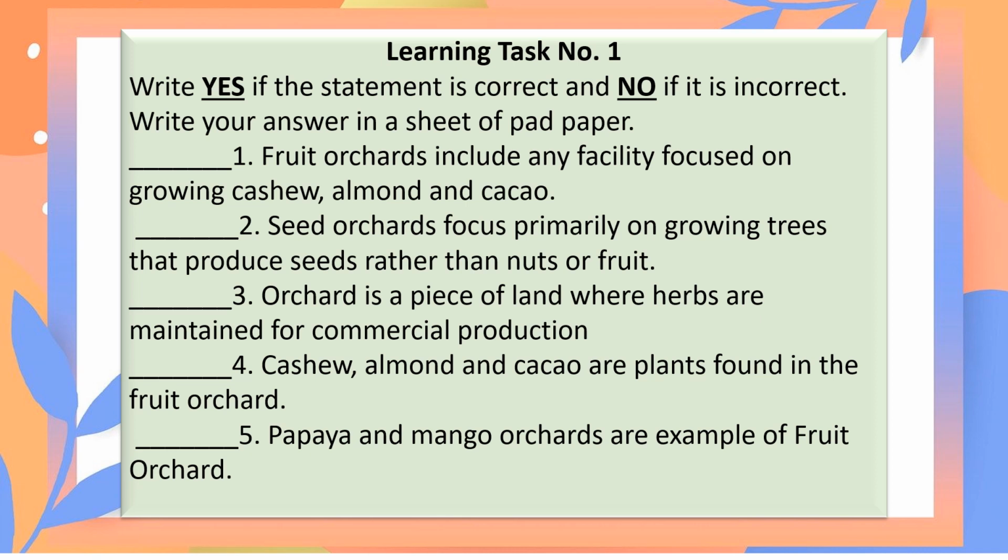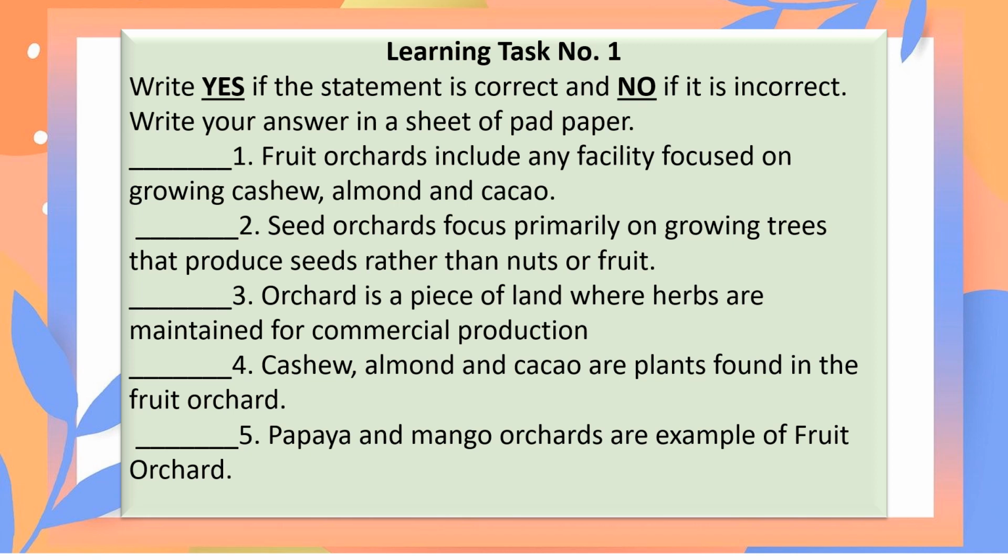Okay, so let me see if you listened attentively. So this time, let's do learning task number 1. You will write yes if the statement is correct and no if it is incorrect. So write your answer in a sheet of paper. Number 1. Fruit orchards include any facility focused on growing cashew, almond, and cacao. So what is that? Yes or no?